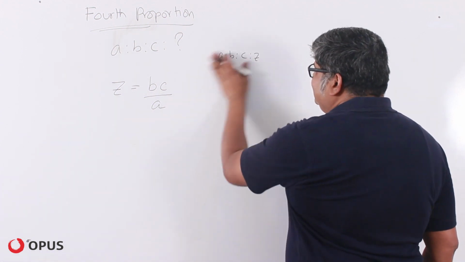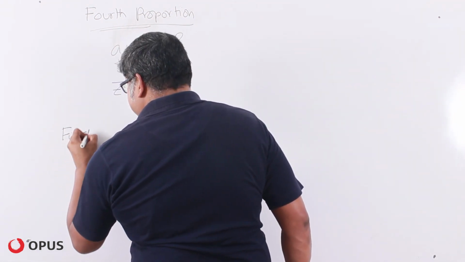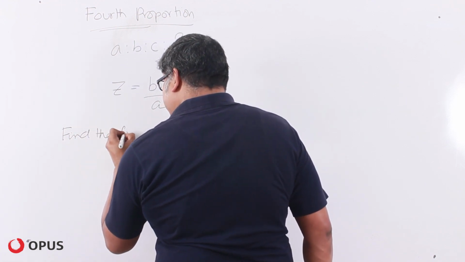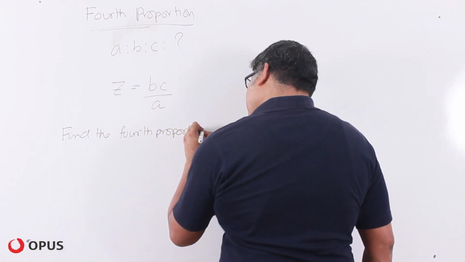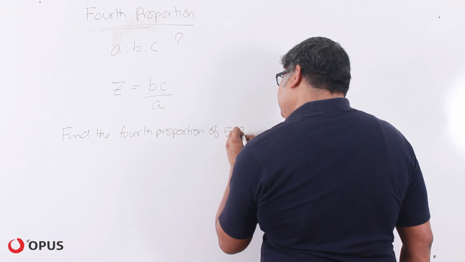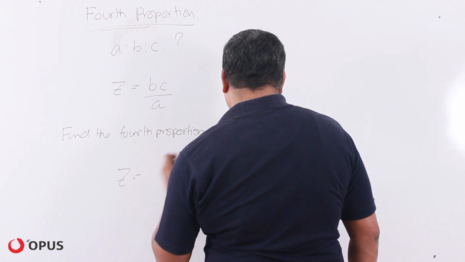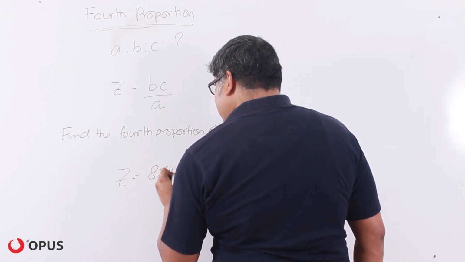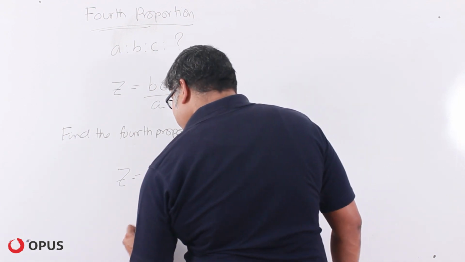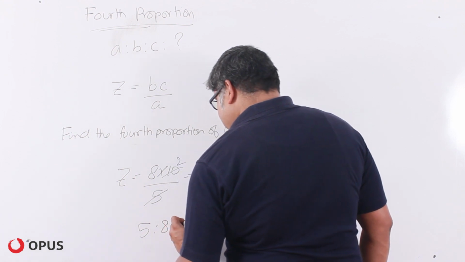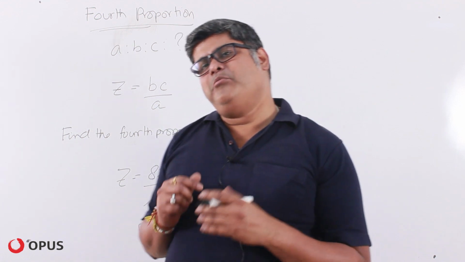Now here, let's answer a question related to this. Like say find the fourth proportion of 5:8:10. Now obviously the fourth proportion z would be nothing but b into c, that is 8 into 10 divided by 5. If I do the math, it's coming to 16. So basically the ratio would look like 5:8:10:16. So that takes care of the different forms of proportion.